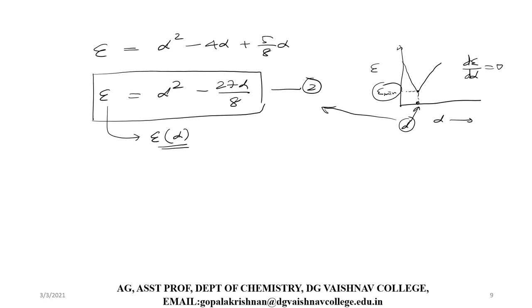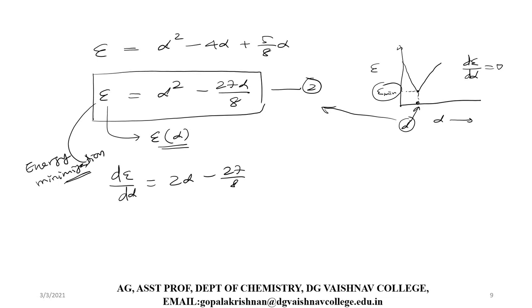See, what I am telling is very simple. Differentiate this E with respect to alpha. This is what we call the energy minimization step. So differentiate E with respect to alpha. What we will get? dE by d alpha equals 2 alpha minus 27 by 8. Then what we should do? Put the value equal to 0.